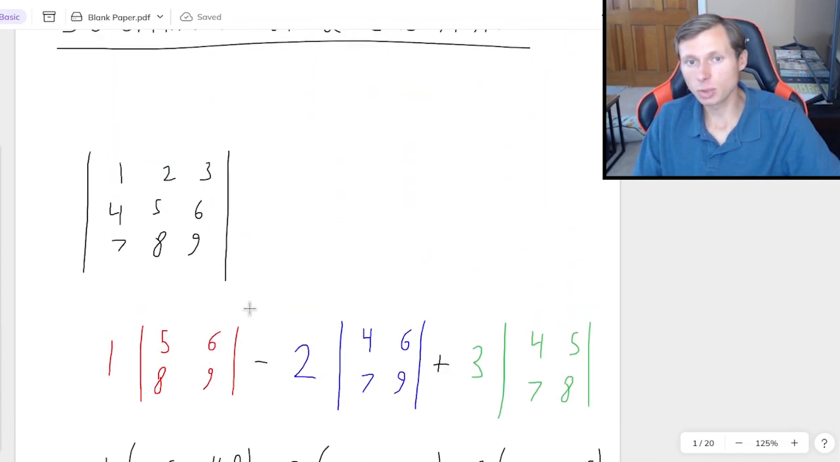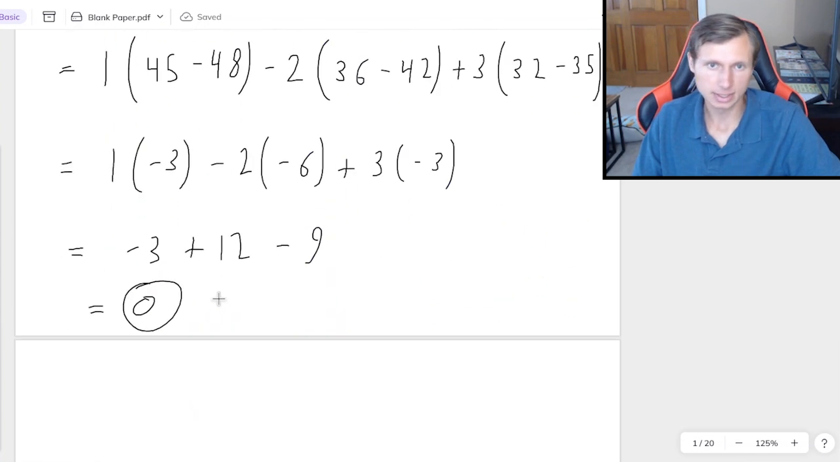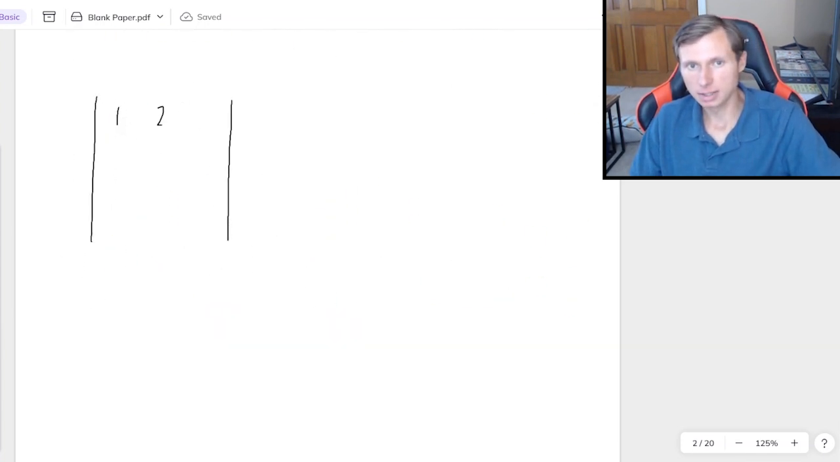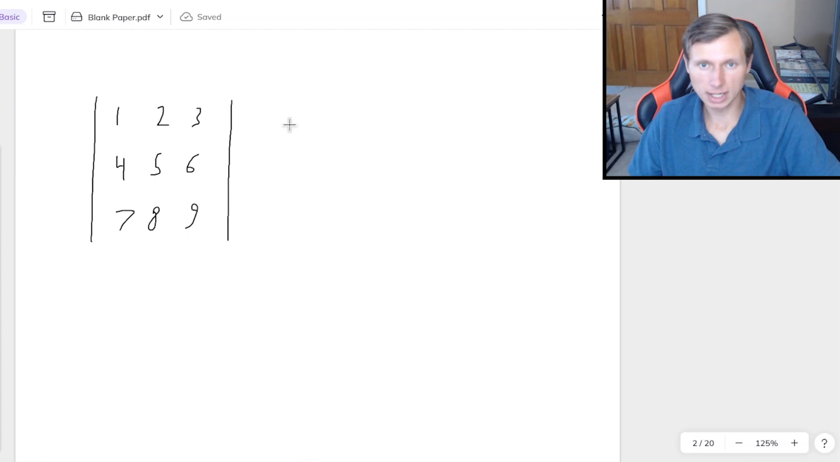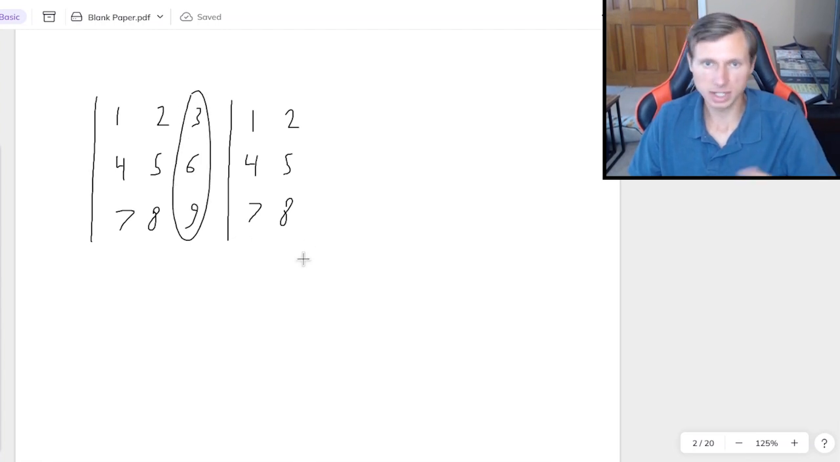And so again, this is the way I do it, but maybe this is not the way you learned how to do it. So let me teach you the second method. So 1, 2, 3, 4, 5, 6, 7, 8, 9. The second method involves rewriting the first two columns like this. 1, 2, 4, 5, 7, 8. I don't rewrite this column because I don't need it.